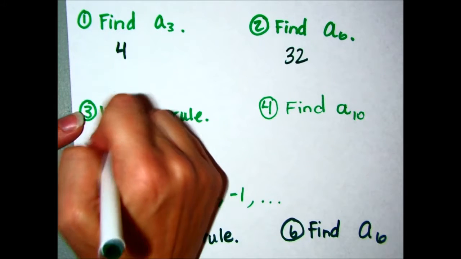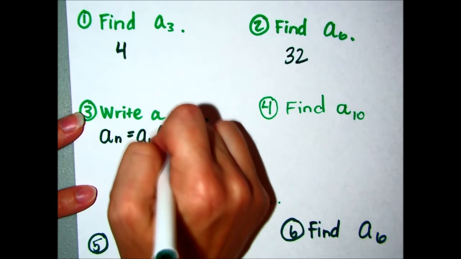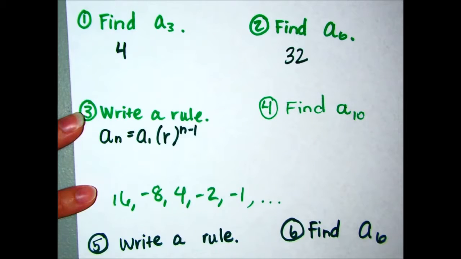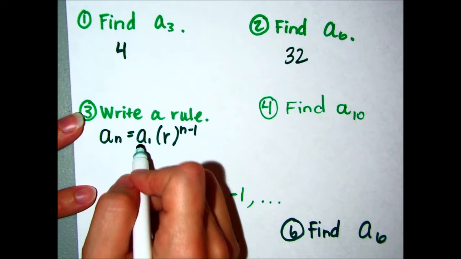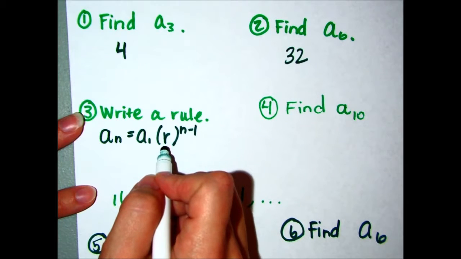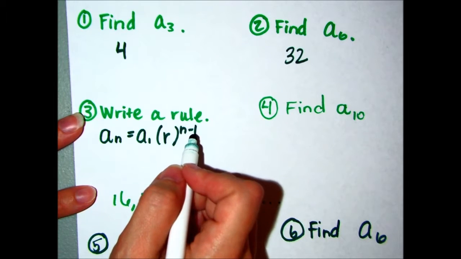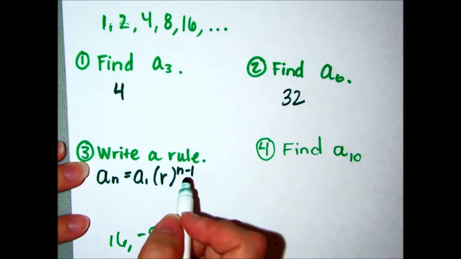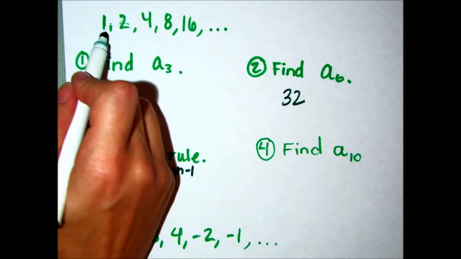Then it says write a rule. When you write a rule for any geometric sequence, you're going to use the following. Now this rule is the first term, so the term we want is equal to the first term times the common ratio raised to the n-1 power. So if you look at the original sequence that we're given, our first term is 1.